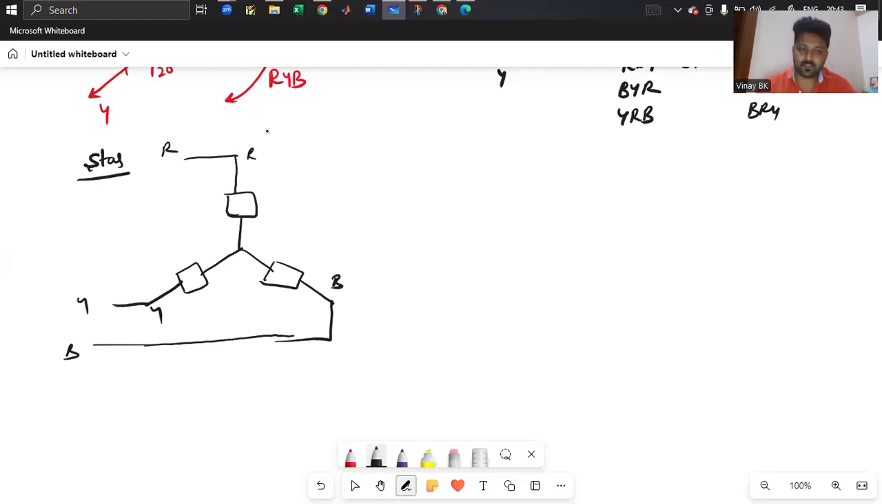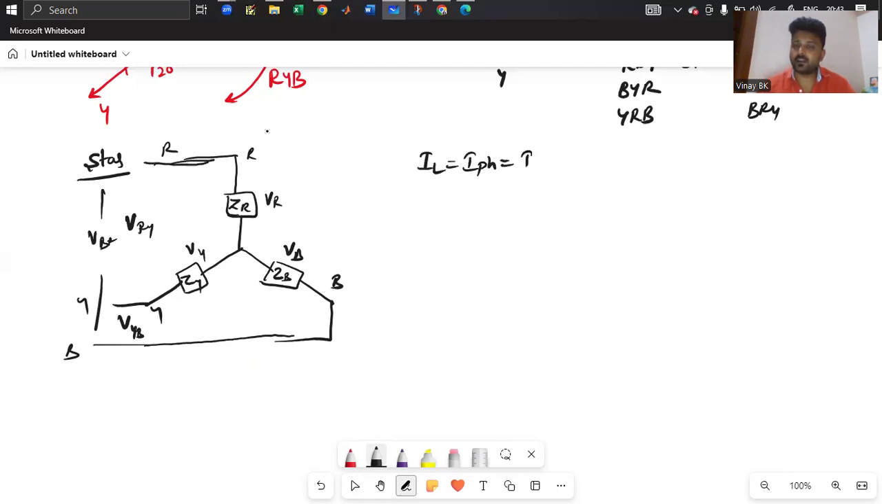If all the phases have the same load, then you can call it balanced load. If it has different loads like ZR, ZB, ZY, it is unbalanced load. It has two voltages: one is a line voltage, the other one is a phase voltage. Line voltage is the voltage between two lines, that is VRY, VYB, and VBR. These are line voltages, and the phase voltages are VR, VY, VB. The condition for a star connected network is that line current is the same as phase current.